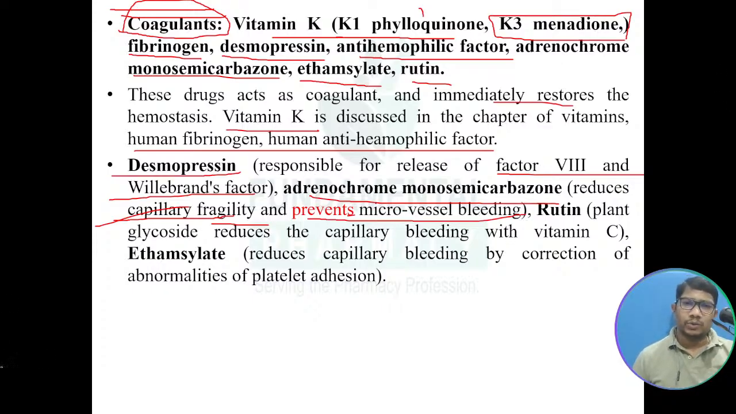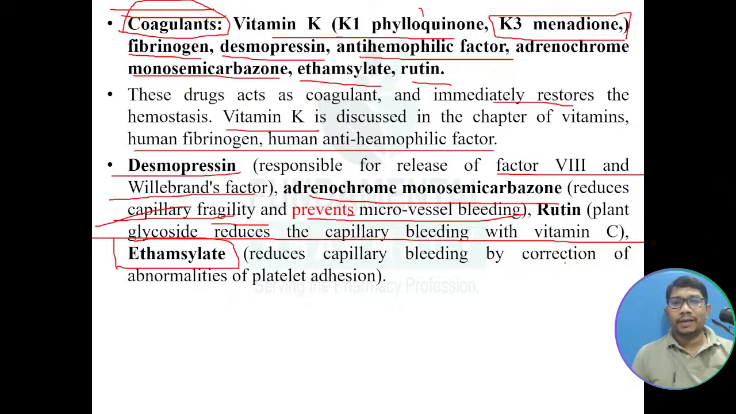Now what is rutin? Rutin is a glycoside from plants that also reduces capillary bleeding, and it is combined with vitamin C. Another new drug is ethamsylate. Ethamsylate again reduces capillary bleeding by correcting the abnormalities of platelet adhesion. By clearing the abnormalities of platelet aggregation, ethamsylate acts as a coagulant.